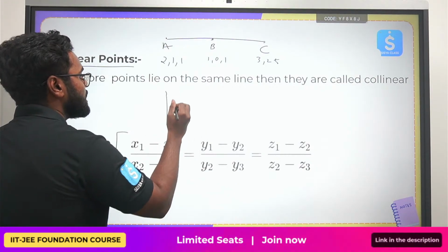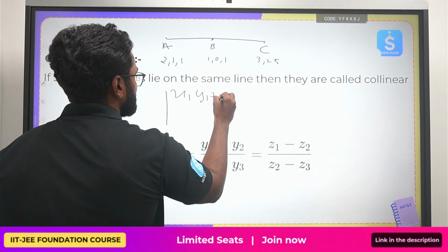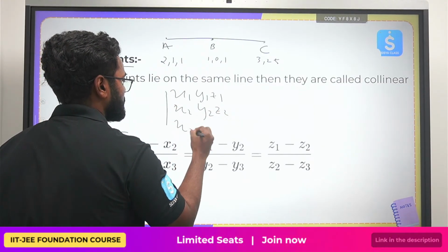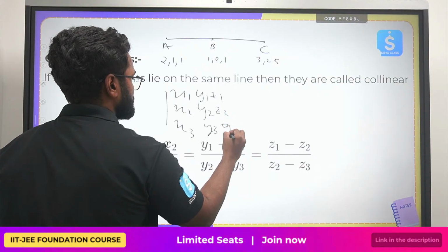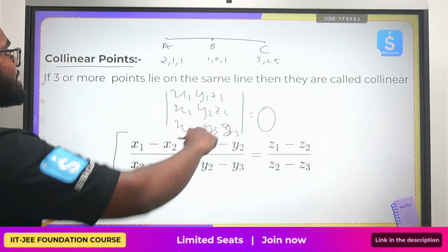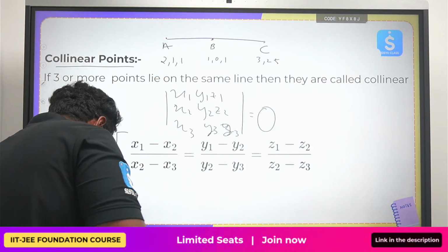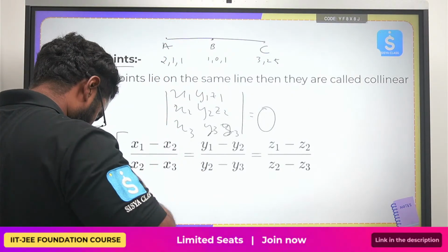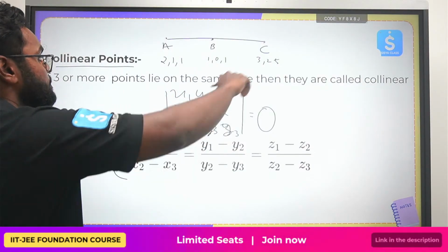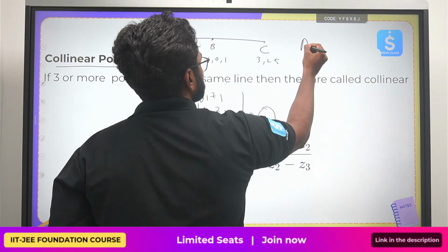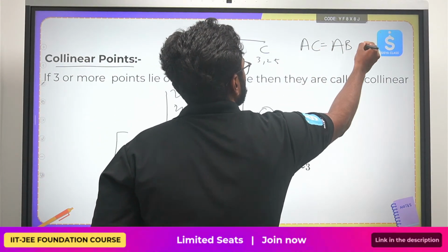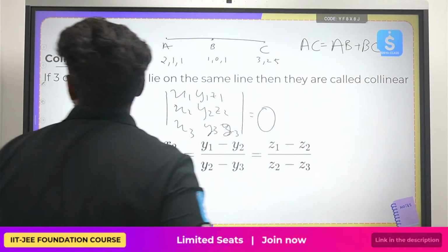We can also use a determinant form equal to 0. Now you can also see that AC can be written as the sum of AB plus BC, right? You can check collinearity like this also.